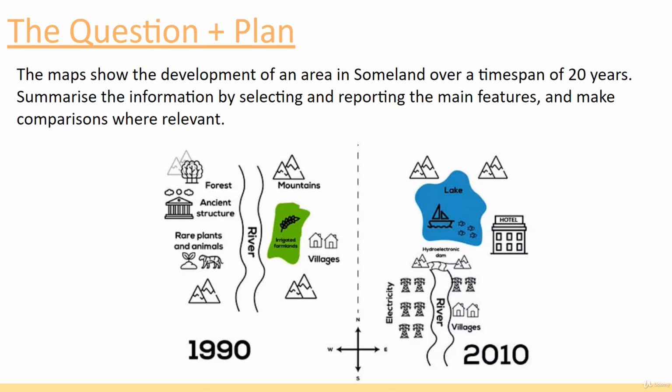Now these mountains, these hills, seem to have been flattened somewhat. They have been destroyed in some respects, so that we can have the electricity stations and villages added. And in terms of change, to the east of the lake, there is no longer an irrigated farmland and villages. We can see this changed into a hotel. So we have a hotel here now.